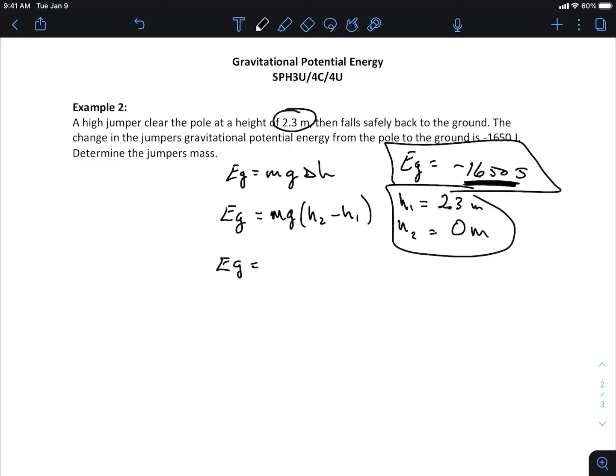You want to plug in the numbers? I'll plug in the numbers. But we need the mass. We need that 9.8, and 0 is the final height, take away the initial height. And I suppose we could replace Eg with our number here. Any questions?